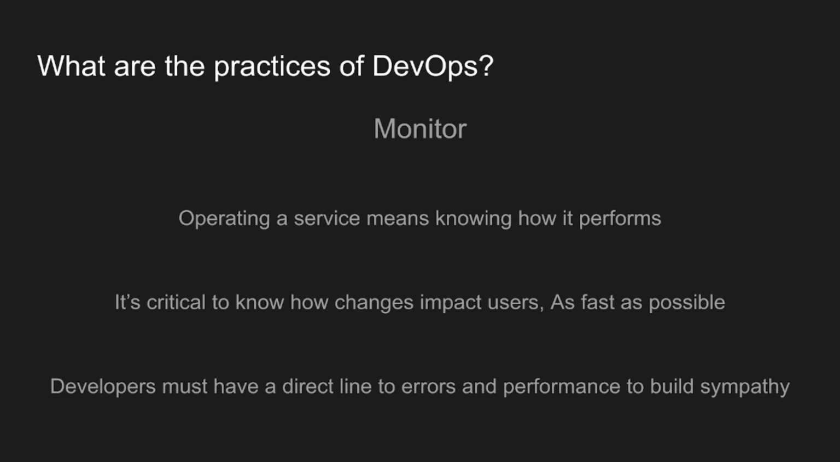It's critical to know how those changes impact users, and it's critical for developers to know that as fast as possible. If you want to ship small changes out quickly, you have to hear back immediately: users hated this thing, it made the app crash every 10 minutes, it takes up 10 times more RAM than it used to, things like that. You have to know them quickly as a developer to be able to safely move quickly. And I mentioned sympathy: as a developer, you must have a direct line to those errors and to performance to build sympathy, to understand how your application is supposed to work.